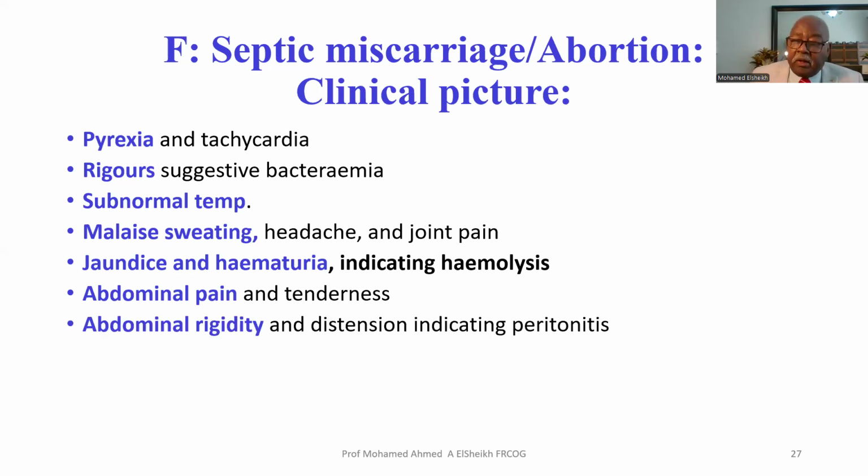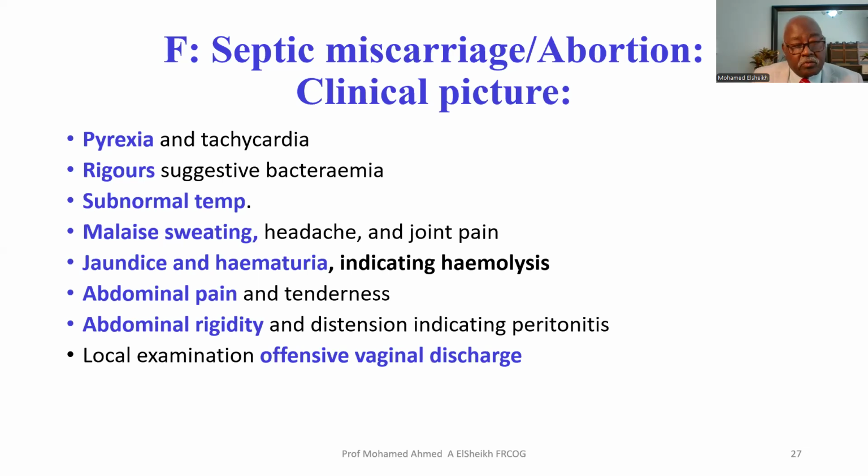abdominal pain and tenderness, abdominal rigidity and distension, indicating peritonitis. On local examination, she will have an offensive vaginal discharge.